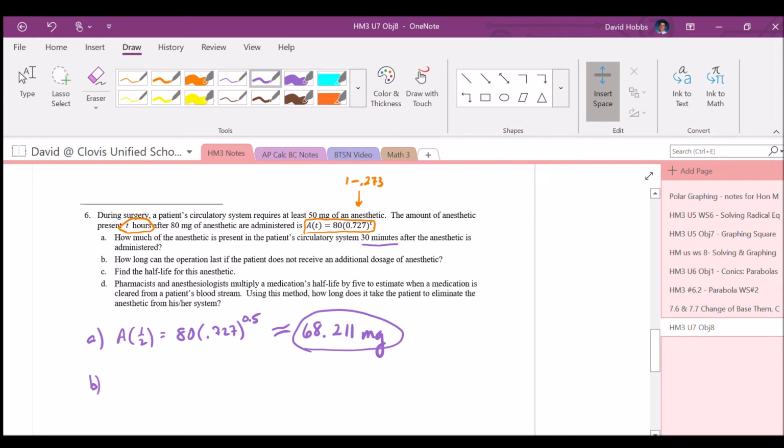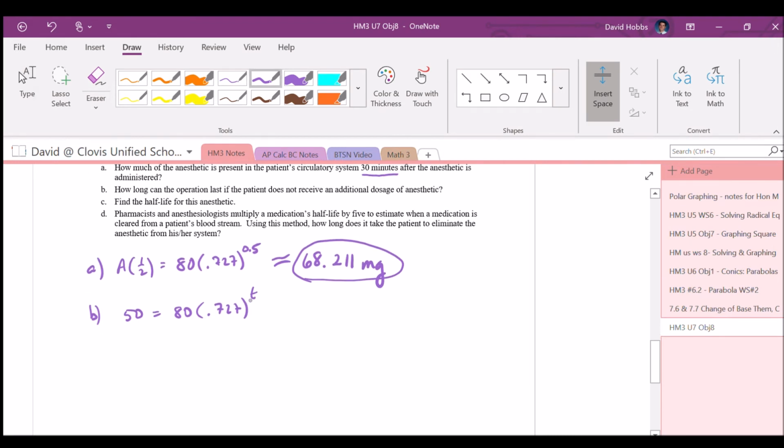So, if A of t is 50 equals 80 times 0.727 to the t, we can solve for t, because it's safe to operate as long as they're still at 50 or above. So let's solve for how much time it takes to get to 50. What would we do first? Divide by 80. So if we do that, we get 5/8 equals 0.727 to the t.